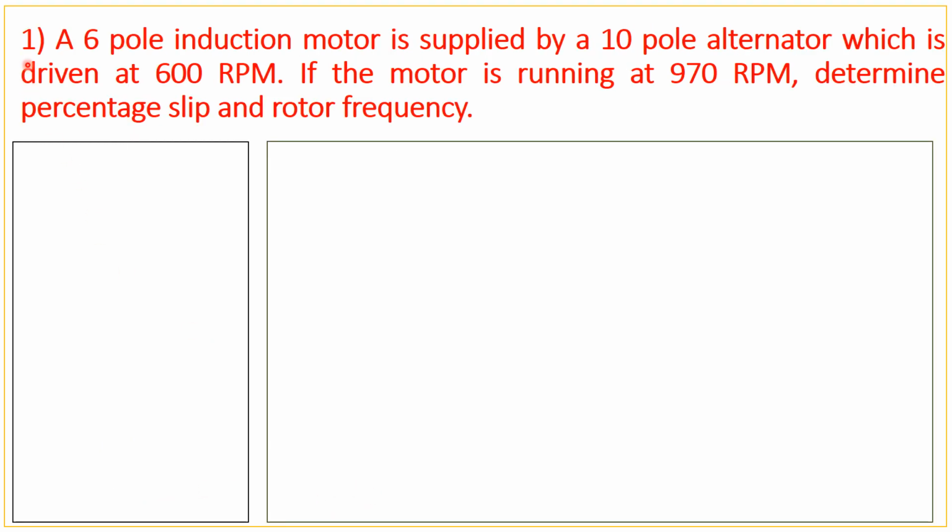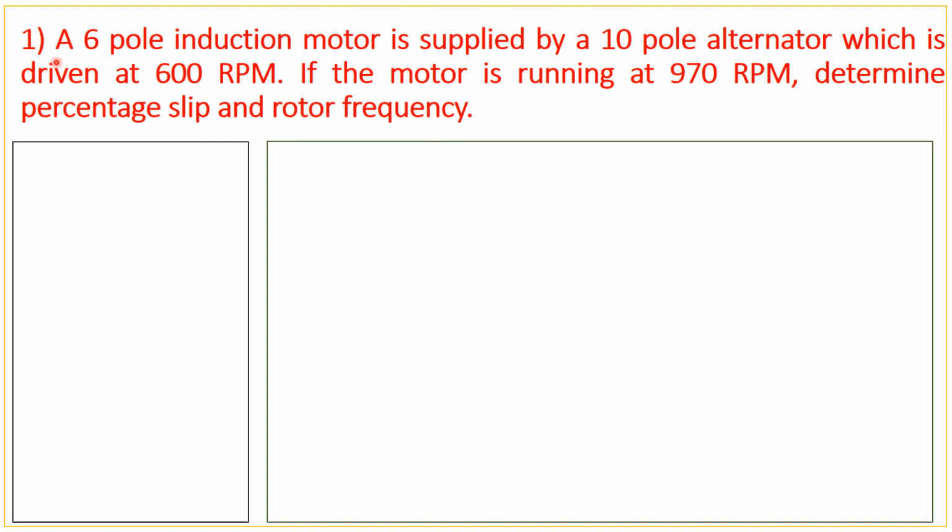Okay, now we'll move on to the problem statement. A 6-pole induction motor is supplied by a 10-pole alternator. So the alternator is mentioned in the question instead of giving the frequency, and it is driven at 600 rpm. If the motor is running at 970 rpm, determine the percentage slip and rotor frequency.